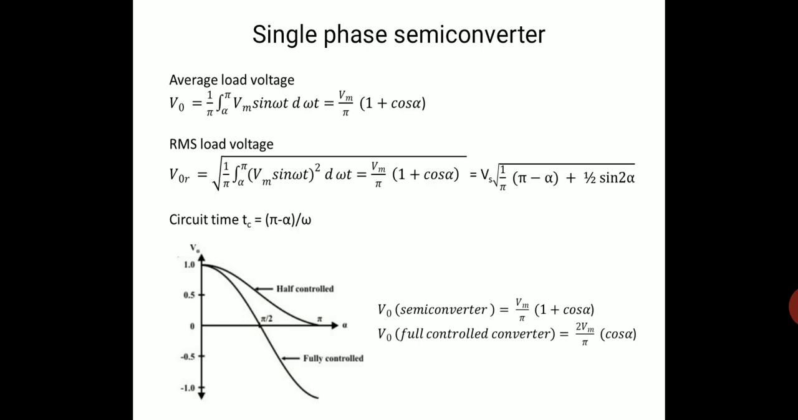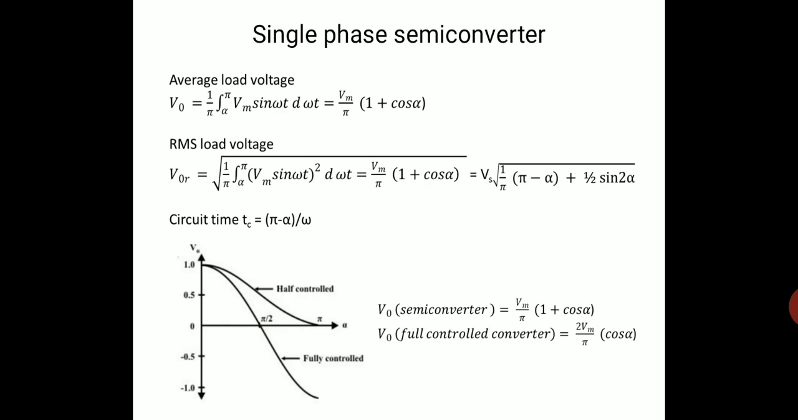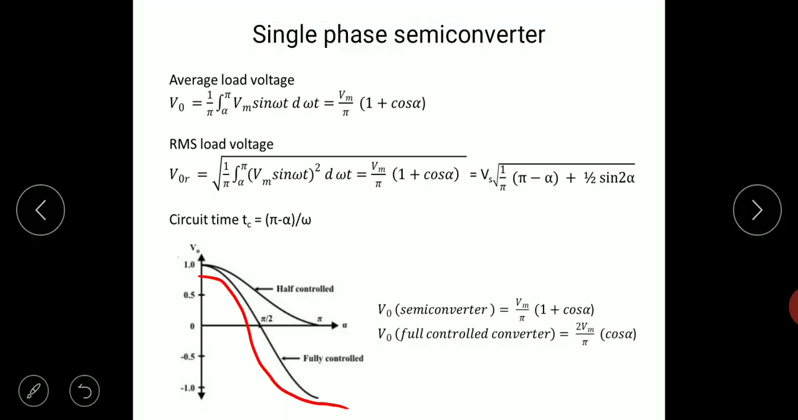Now, if we compare our semi converter with the full wave converter, the expression for the full wave converter was 2 Vm by pi into cos alpha, and the expression for average load voltage for the semi converter is Vm by pi into 1 plus cos alpha. In 2 Vm by pi cos alpha, the voltage can become negative, as we have drawn. But Vm by pi into 1 plus cos alpha cannot be negative.